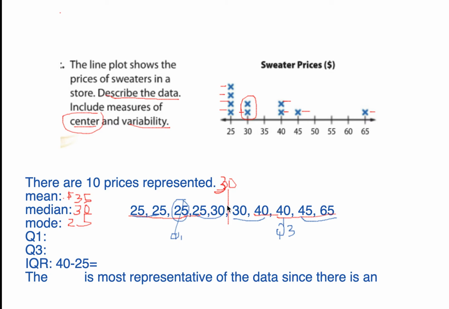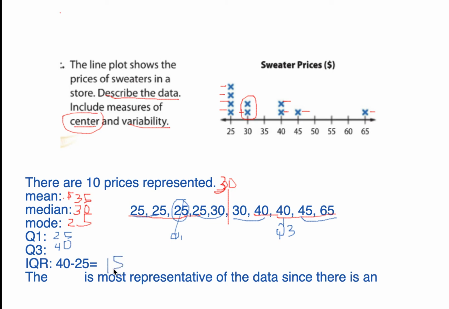Do you notice that when I broke it apart, I still use this 30 as part of this data set and this 30 as part of the data set. When I put the median as 30, I wrote it up here and those numbers still were used. Okay? There's my Q3, my Q1, so I'm going to put 25. I'm going to put 40. And now all we simply do is subtract 40 minus 25 to find the IQR. And the IQR is 15.